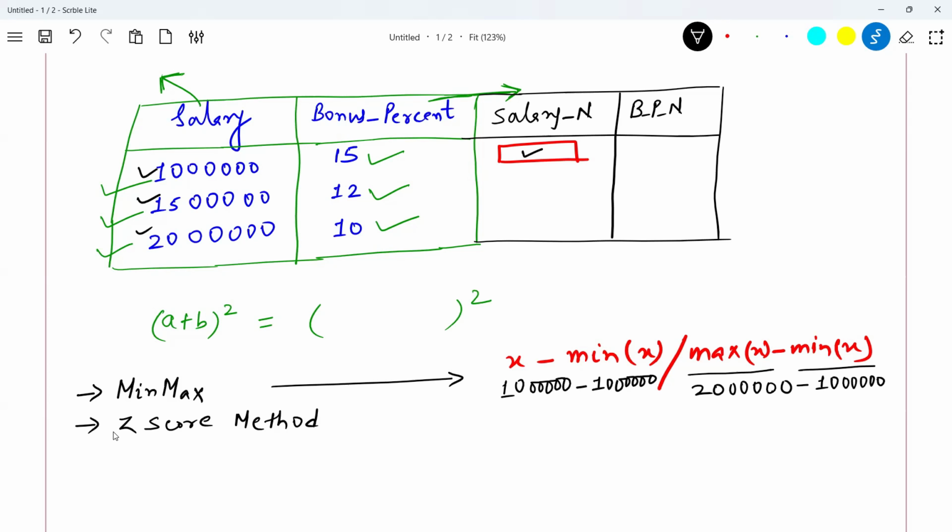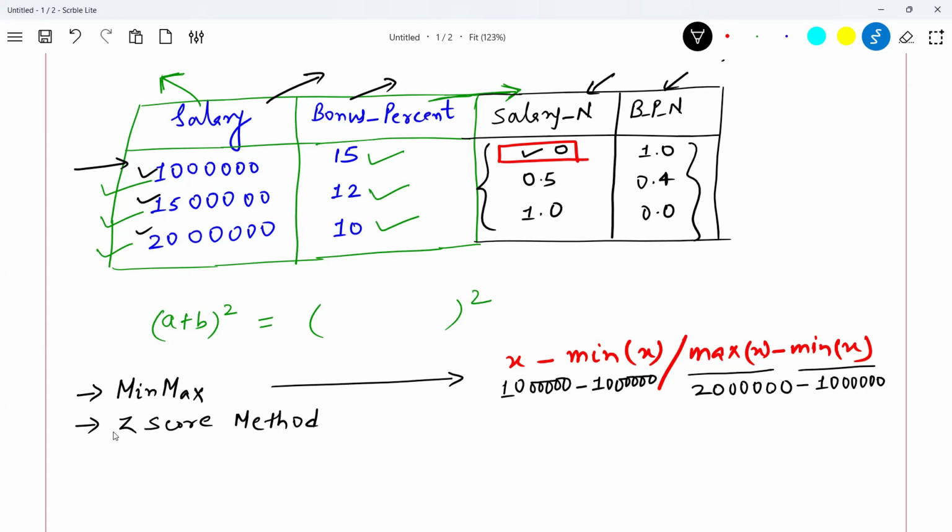And if you compute this, it will become 0. So the normalized value of the first row salary column will be 0. Similarly, if you compute the normalized value of the second row, it will be 0.5. For the third, it will be 1.0. Similarly, if you compute for this column, it will be 1, this will be 0.4 and this will be 0.0. So what we have done is, from the original columns salary and bonus percent, we have two new columns, salary normalized and bonus percent normalized. And these ranges are between 0 and 1.